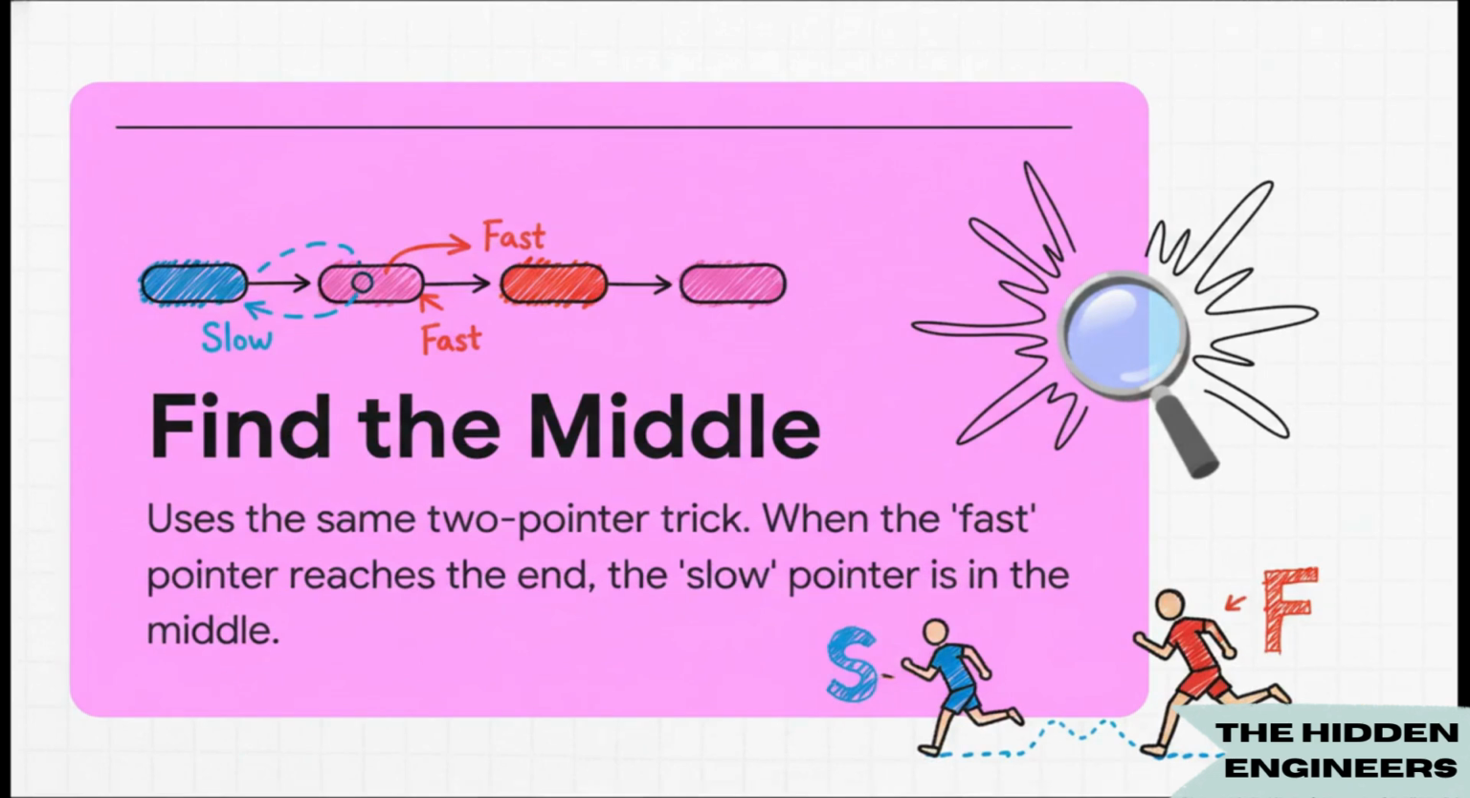What about finding the middle element? Are you starting to see a theme here? It's the exact same 2-pointer trick. When the fast pointer, hopping 2 nodes at a time, finally hits the very end of the list, guess where the slow pointer is? Bam! Right in the middle. It's just a perfect example of how one pattern can solve totally different problems.